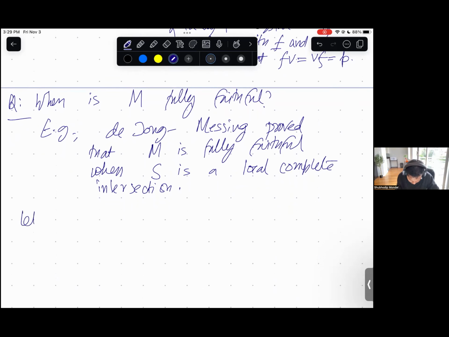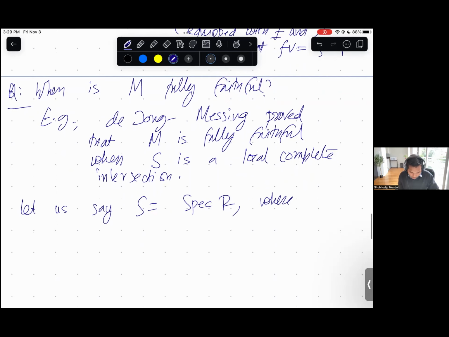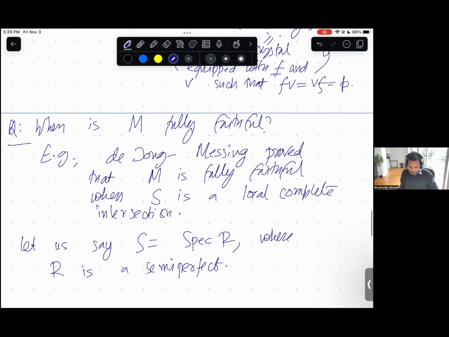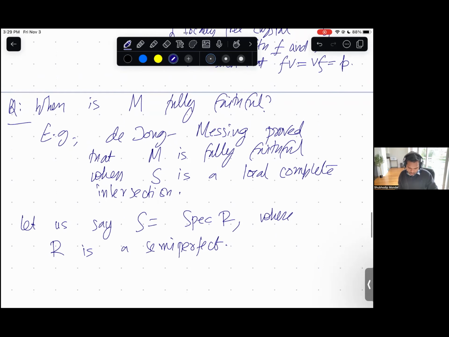So let us say that S is given by Spec of R, where R is a semi-perfect ring. So you're still interested in the same question, but maybe over a somewhat different kind of base.